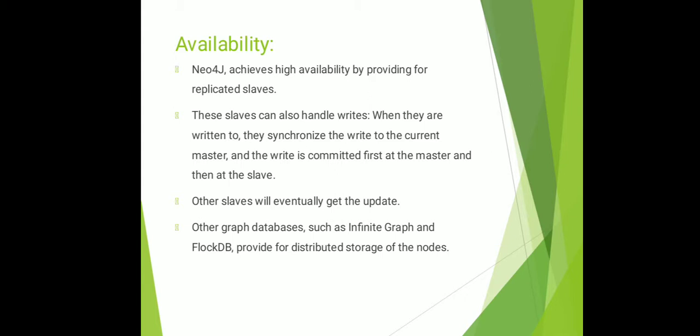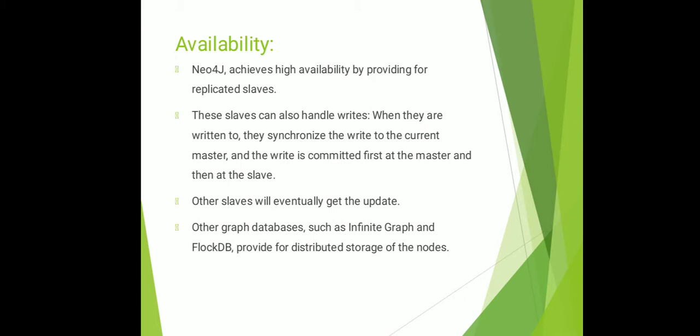And here, slaves can also handle writes. Whenever a slave node handles a write, like updating a graph node, it is immediately synchronized to the current master. In the same way, if a write is updated in the current master, then the master passes the information, which means it synchronizes the data, to all the slave nodes. This is how it happens.